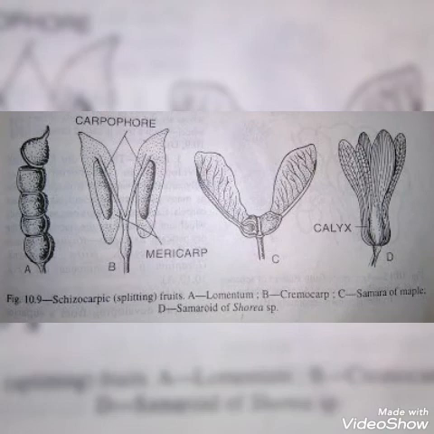Cremocarp. In cremocarp, examples are coriander and cumin. When it dehisces from a suture, we get 2 mericarps. Carcerulus, we get more than 2 mericarps. Example, salvia. We observe 3 mericarps in carcerulus. Compound samara. In compound samara, we get a winged mericarp.